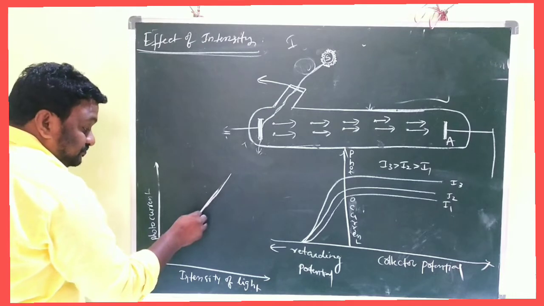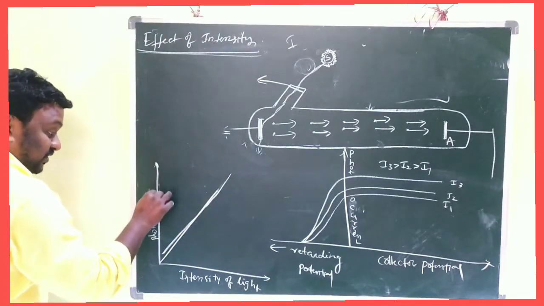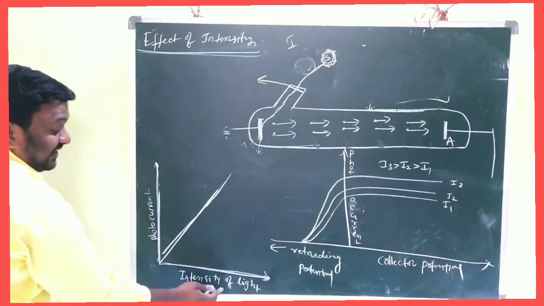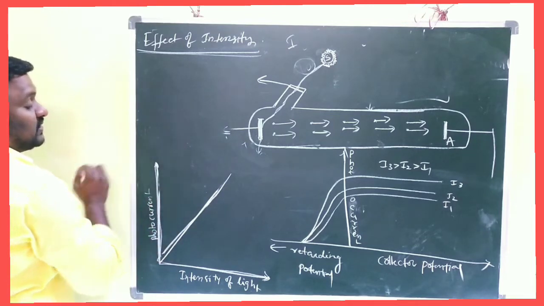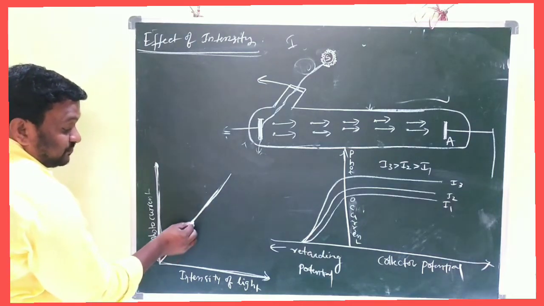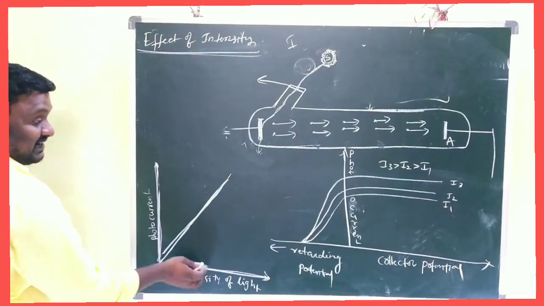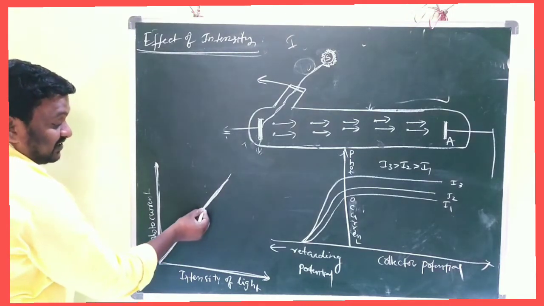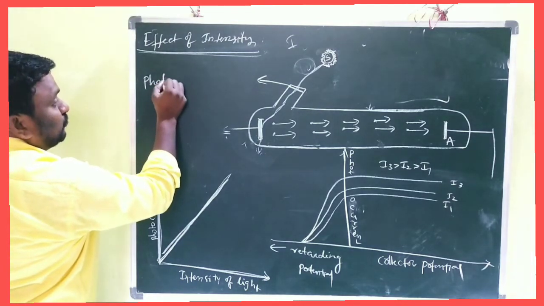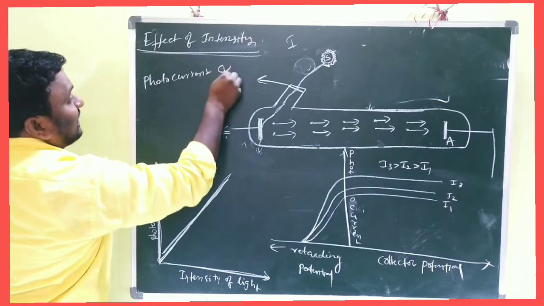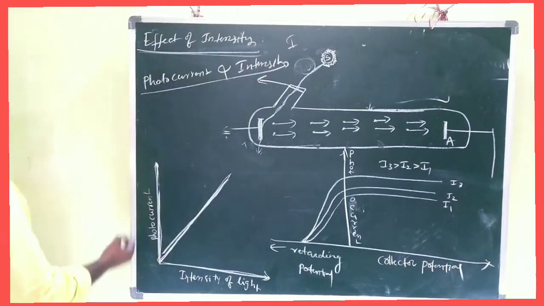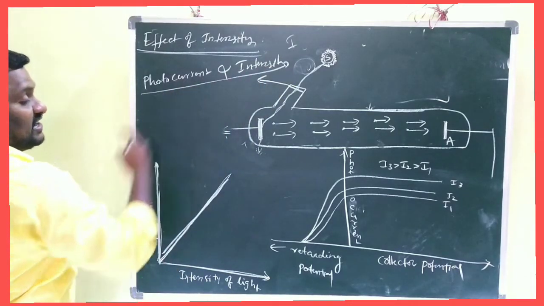So look at this diagram. To understand this, we plot the graph like this. Intensity of light is taken along the x-axis and photocurrent is taken as the y-axis. Then it is a straight line. The graph between these two quantities is a straight line passing through the origin. It means that photocurrent is directly proportional to the intensity. So that's the relation between the photocurrent and intensity.